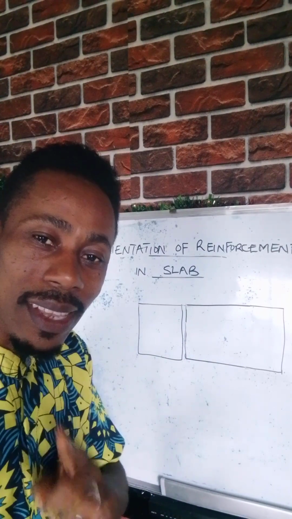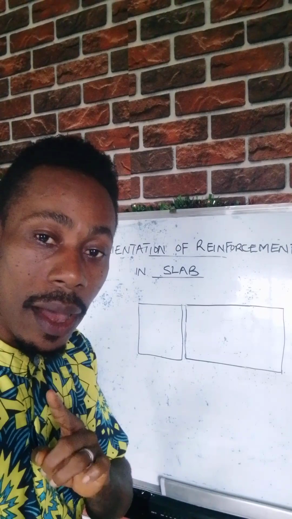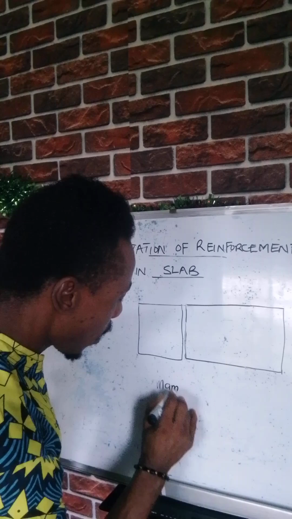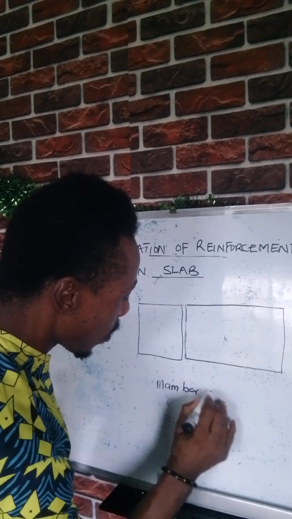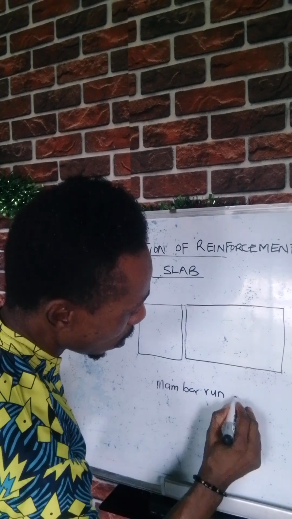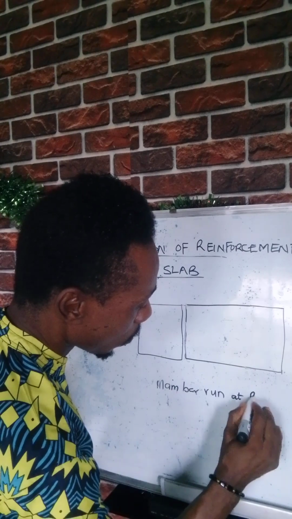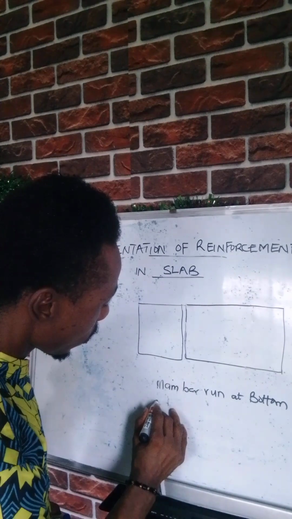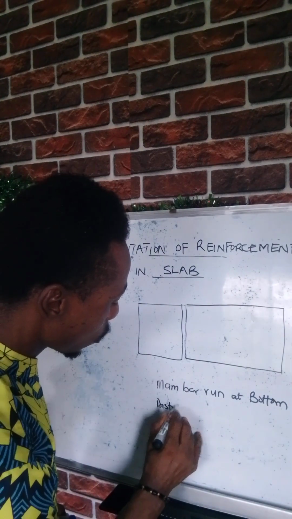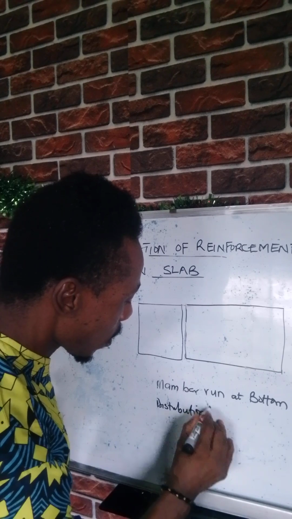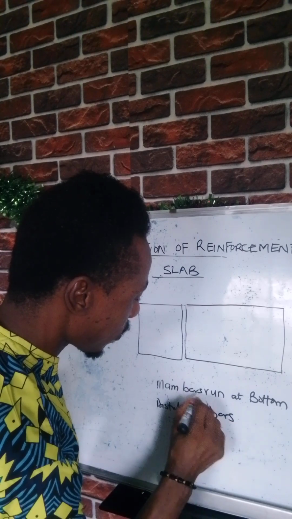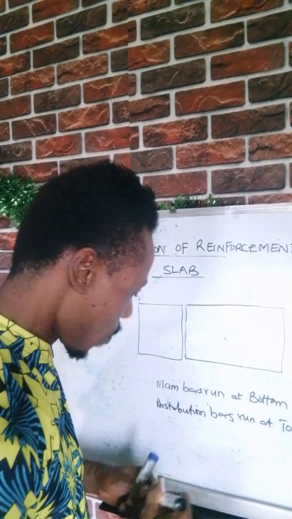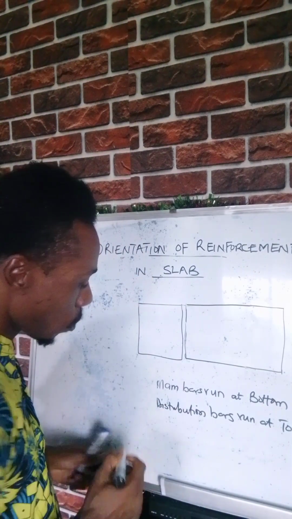Now, the orientation of our reinforcement: we know that the main bars run at the bottom, then the distribution bars run at top. So I want you to note that.